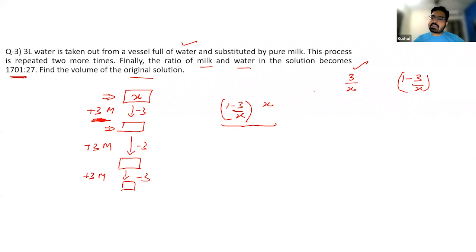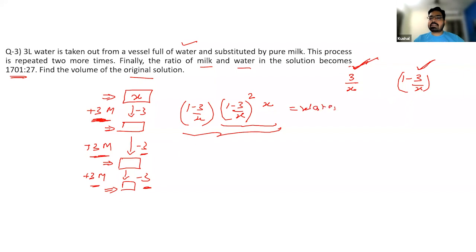Now I'm removing again 3 liters. So the same fraction has been removed, so the same fraction will be left over. So again, I'm going to do the square of this, and this will be the quantity of water left over after this step. Correct? Adding 3 liters of milk does not make a difference to my quantity of water. Now again, I'm removing 3 liters. So 3 by X will be the removed fraction. The leftover fraction should be 1 minus 3 by X, right? So I will take 1 minus 3 by X of this value. This will be the quantity of water left over after this step. Adding milk does not change the quantity of water. So at this level, this is the quantity of water left over.